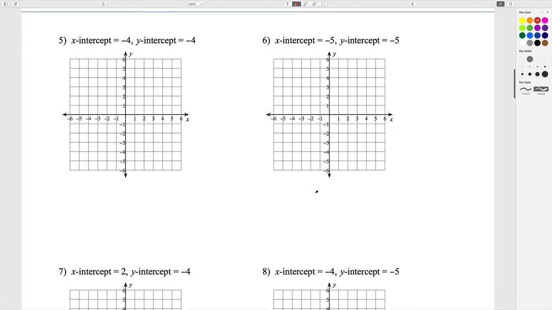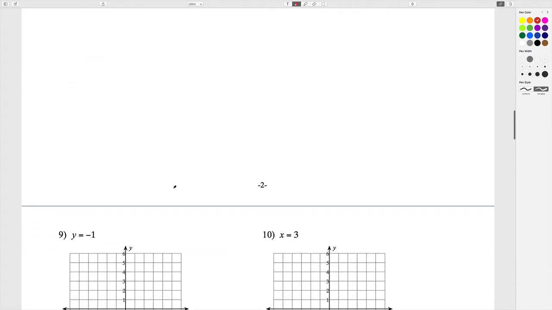If they only give you the intercepts, remember that this is the x and this is the y. So if the x-intercept is negative 4, here's x, so we look for negative 4 on the x, it's right here, and the y-intercept is also negative 4, so right here, and then you just connect the lines like so. So you should be able to do all the rest of 6, 7, 8 on your own. I'll let you try that.